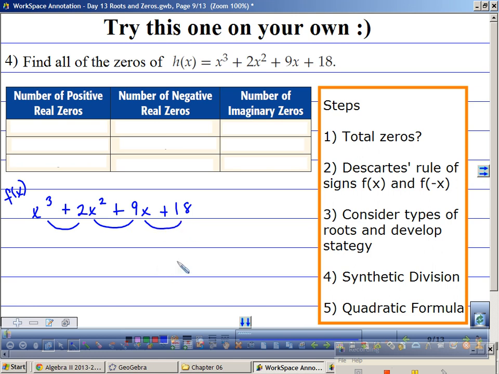Any sign changes in the positive direction? Nope. So there are no roots in the positive direction on this one. That's helpful, right? When you're using synthetic division, isn't that helpful? You've eliminated all positive roots. I think that's very helpful. Look at the negative.